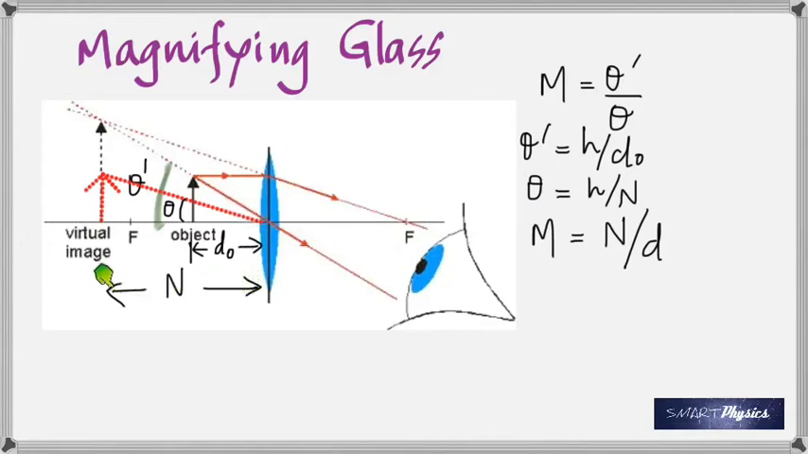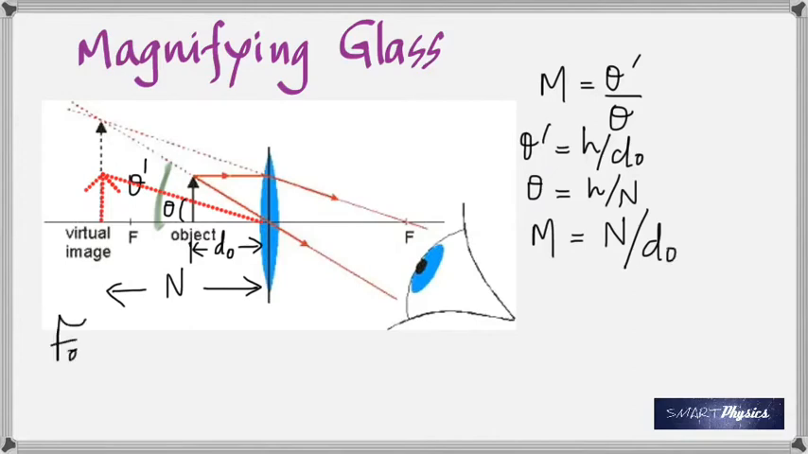What on earth is n? Near point. Where do you want this image to be? Do you want to see it? So where should it be? It should at least be produced 25 centimeters away from your eye. Come on now. If it's produced inside 25, you're not going to see it. So that's n. Therefore, theta is h by n.